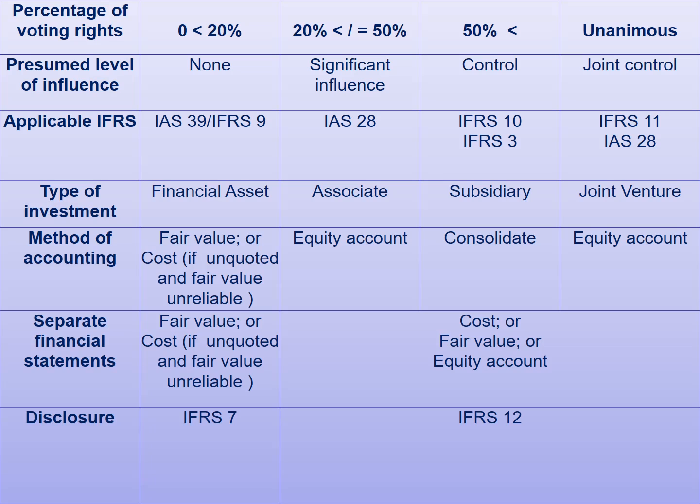And lastly, where there's unanimous consent, on this graphic it's on the right hand side, but it applies at any level of investment. If you've got a contractual arrangement that requires unanimous consent, that joint arrangement needs to be accounted for either in terms of IFRS 11 as a joint operation or equity accounted under IAS 28. And once again, in the separate financial statements, cost, fair value, equity accounting, and disclosures in terms of IFRS 12.